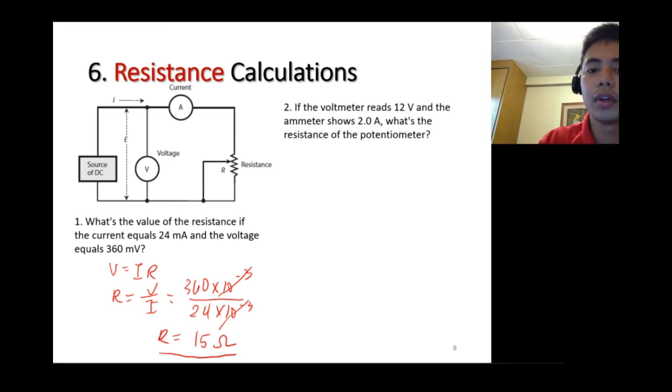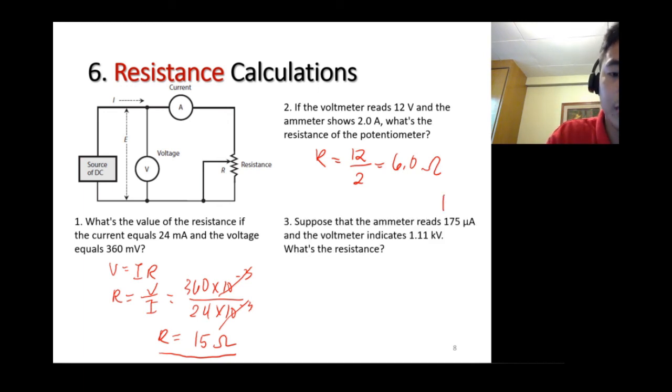Now another problem. If the voltmeter reads 12 volts and the ammeter shows 2 amps, what's the resistance? Very simple, R is equal to 12 divided by 2, so this is 6 ohms. Take note, there are two significant figures, so it's better to write 6.0 ohms. So that's it, and this will be your number 3. I'd like you to solve it on your own, using the same process and the same formula.